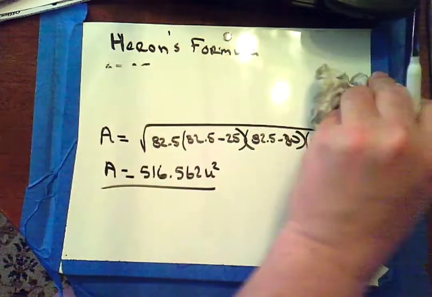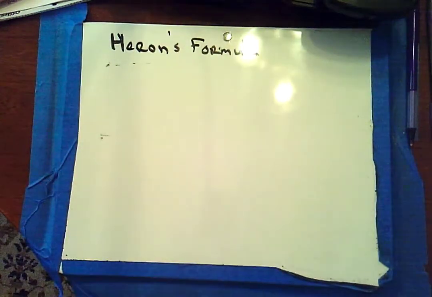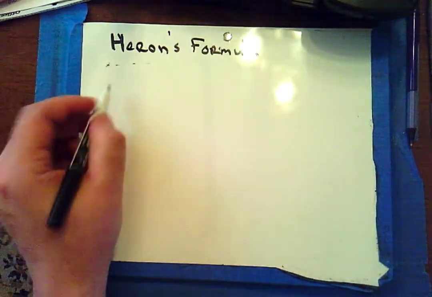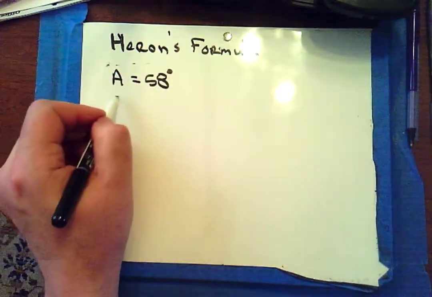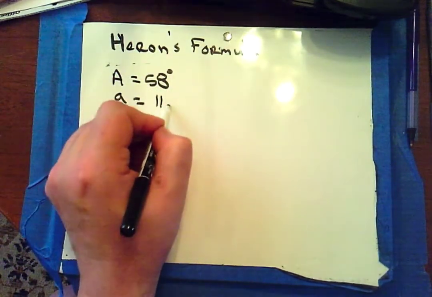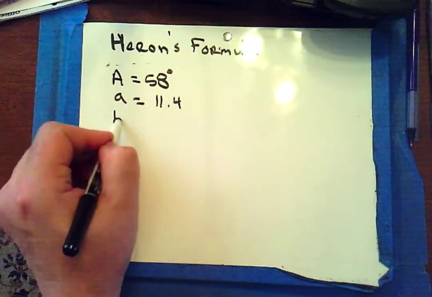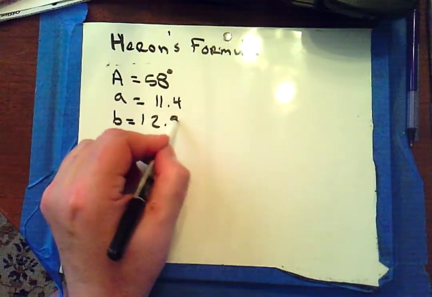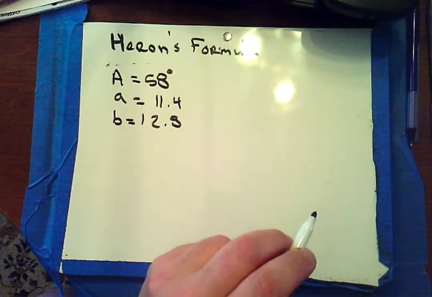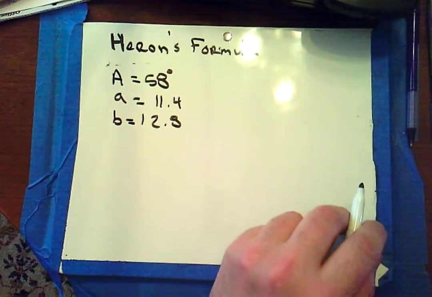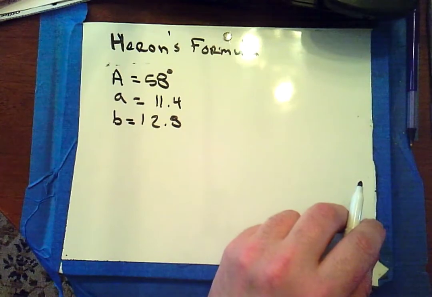So what about the area of this triangle? Big A equals 58 degrees, little a is 11.4, and little b is 12.8. Please find the area of this triangle. You might want to pause the video now and give that a try.